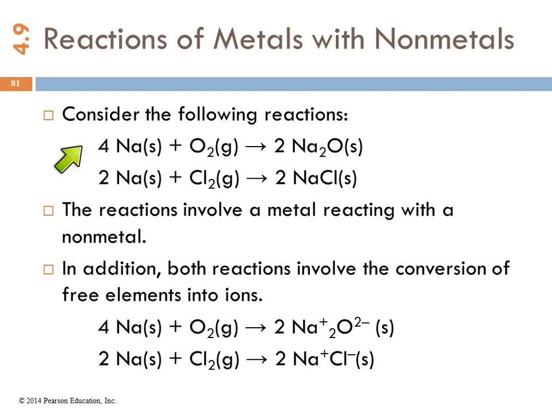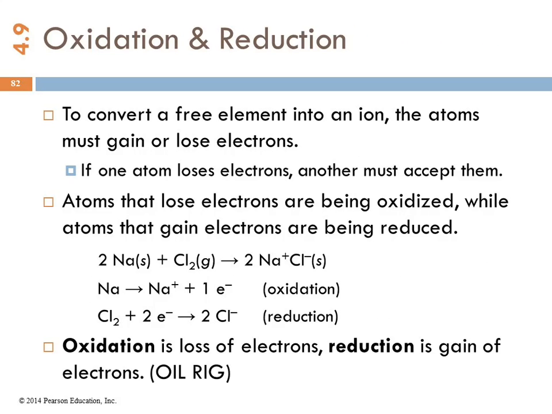So here we have sodium reacting with oxygen to form sodium oxide. This is an ionic compound. Here's sodium reacting with chlorine to form sodium chloride. A metal and a nonmetal. Those are going to be redox reactions. Here we're looking at the ions that form. We've got atoms of sodium, molecules of oxygen, forming ions of sodium and ions of oxygen. And that's because of a transfer of electrons.